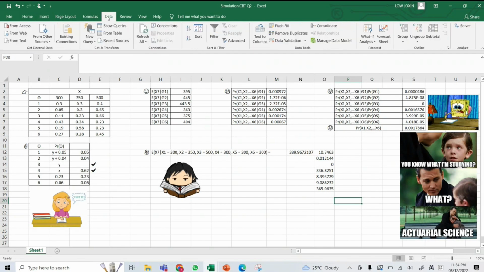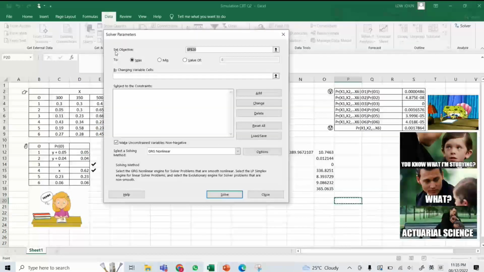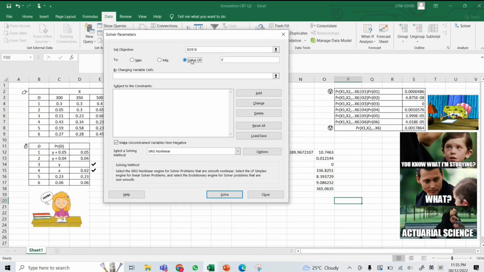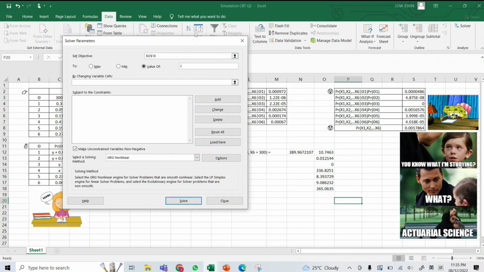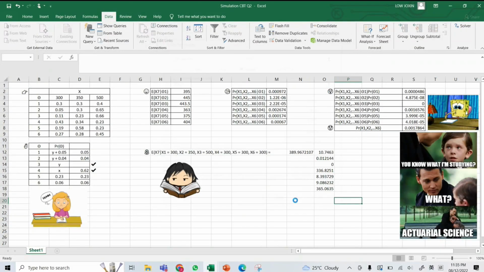From Data, we can get the Solver. The objective is that I want this to be equal to 389.9672107 by changing my variable, which is y. So I solve this and I will get the answer. The y should be approximately 0.2 so that we get the expected value that we want.